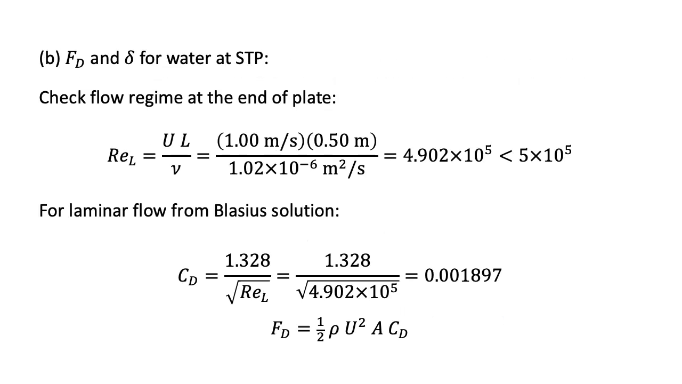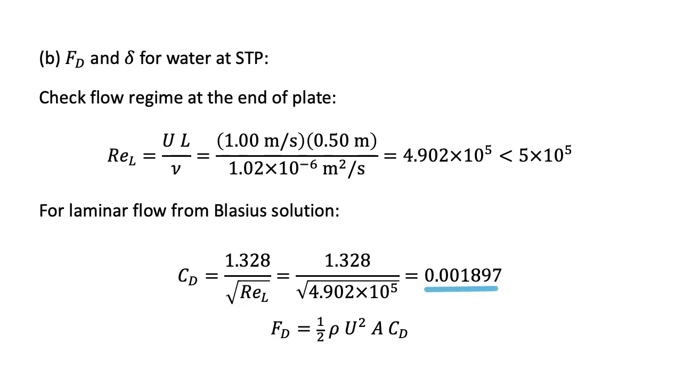For part B, we repeat the calculations using the properties for water at STP. For the Reynolds number, we get 490,000. This is much closer to the transition number, so we acknowledge that we are assuming that we have very clean conditions, such as a smooth plate and little free stream turbulence, for the flow to still be laminar.